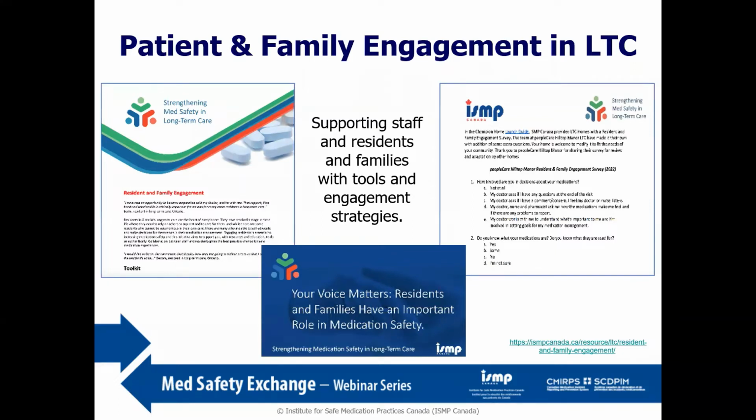Homes have been so enthusiastic about learning more about engagement strategies, and they've taken some of the tools that we've created and, with their working groups, including residents and families, have adapted them to the local community. One example is a survey tool that we shared with the Champion Homes, and they adjusted it with the input from their residents and families. Some of the homes have had the residents and families do the survey process as a role in the working group. We've also created a video and a brochure for residents and families on our website to encourage them to use their voice in their own medication safety.